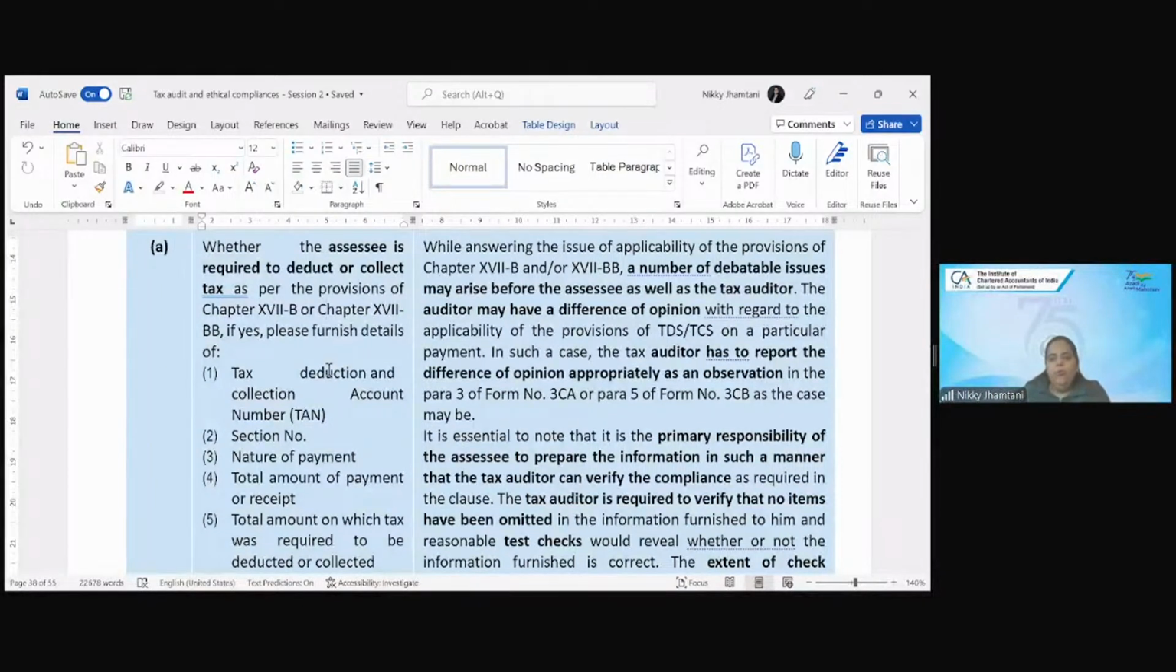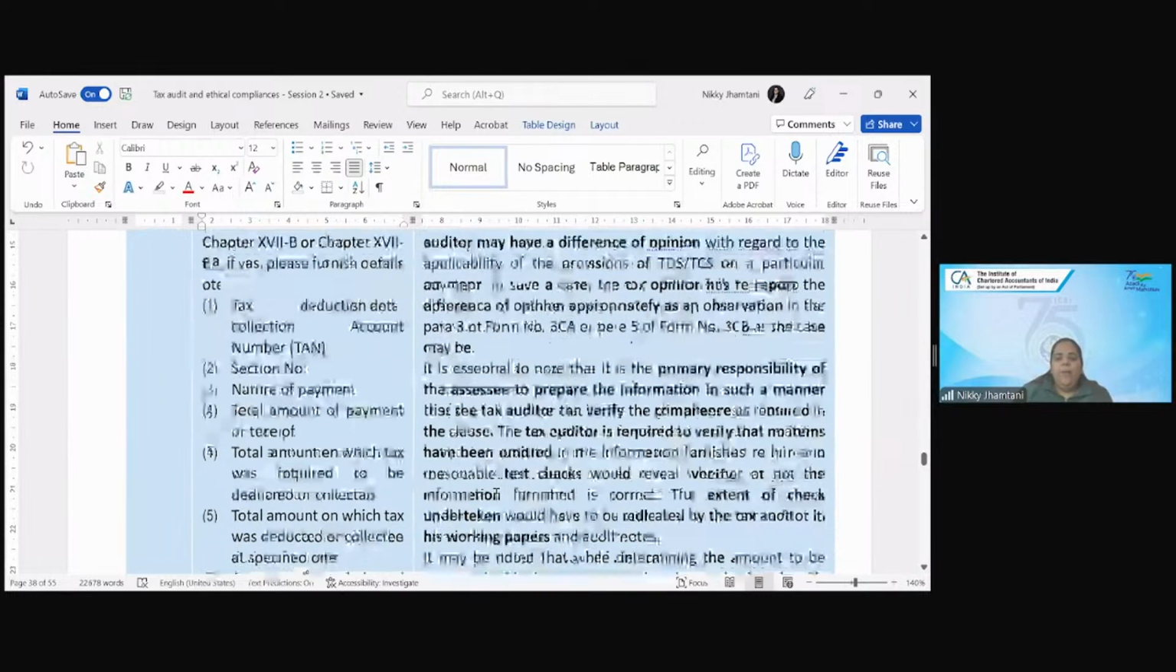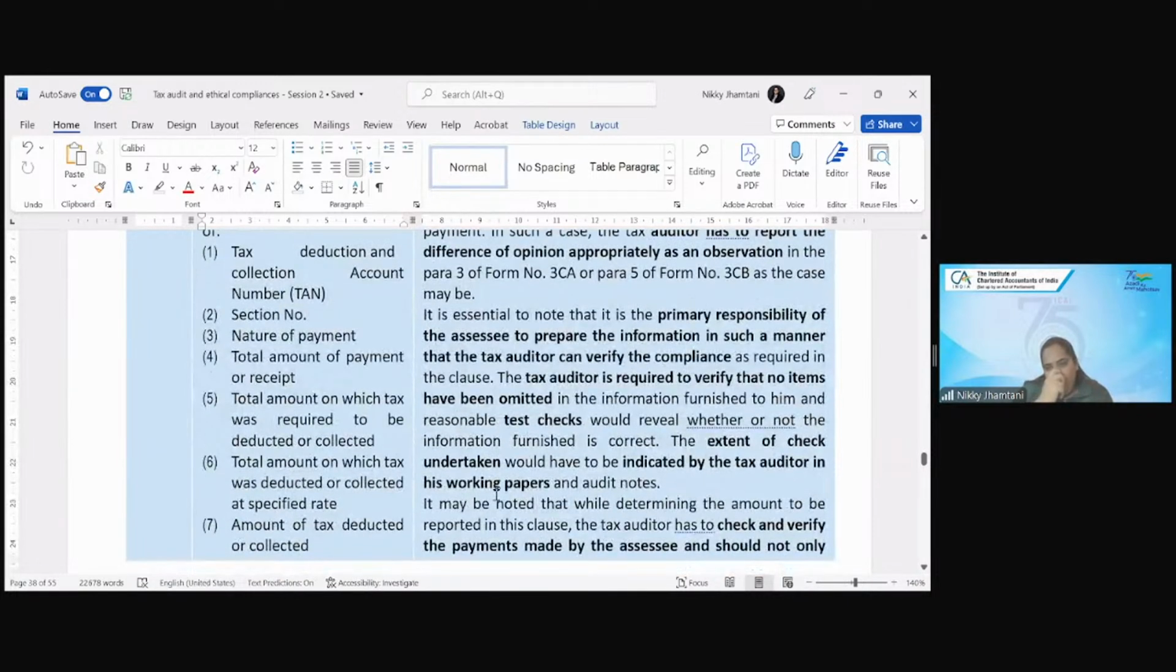It is essential to note that it is the primary responsibility of the assessee to prepare the information in such a manner that the tax auditor can verify the compliance as required in the clause. The tax auditor is required to verify that no items have been omitted in the information furnished to him, and reasonable test checks would reveal whether or not the information furnished is correct. The extent of checks undertaken would have to be indicated by the tax auditor in his working papers and audit notes.